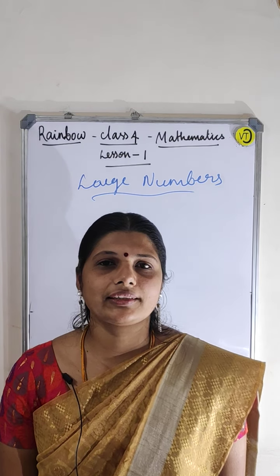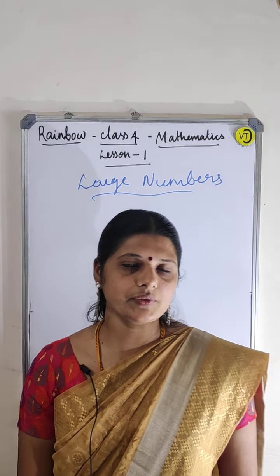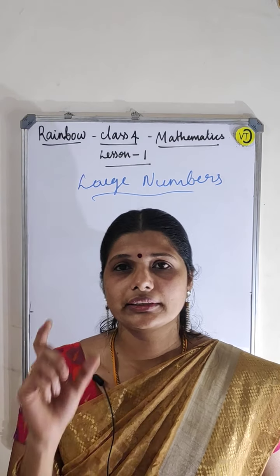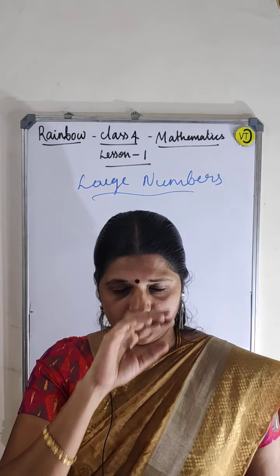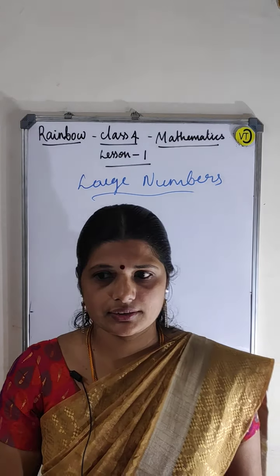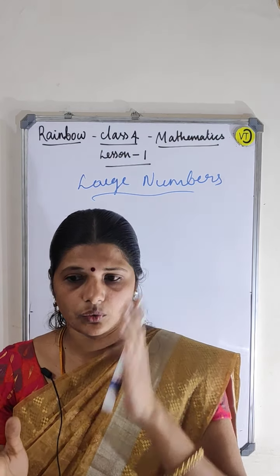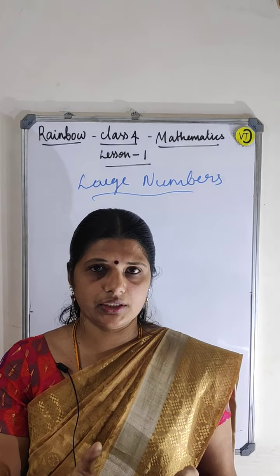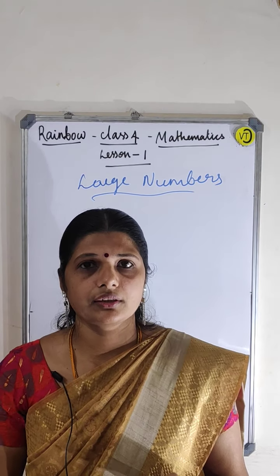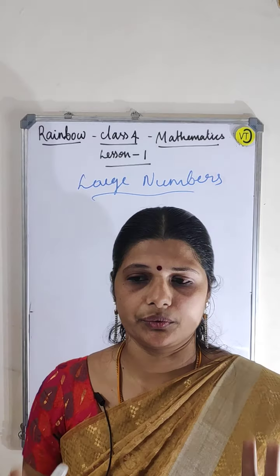The next topic is the Indian and International Place Value System. I already told you about the Indian Place Value System. What is that? Ones, tens, hundreds. It's one period, the ones period. Next, thousands, 10,000. It is the thousands period. Next is lakhs, 10 lakhs. It will be the lakhs period, I told you.